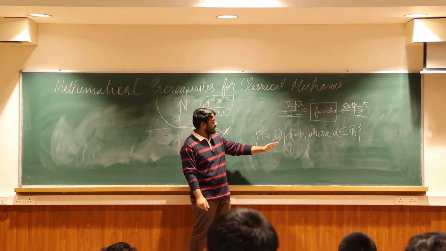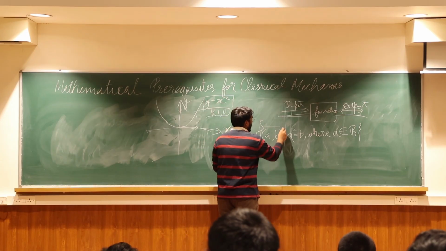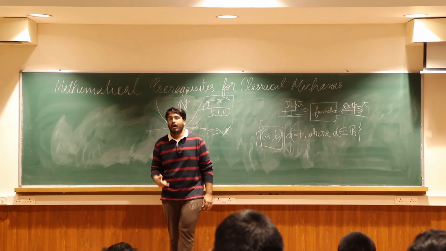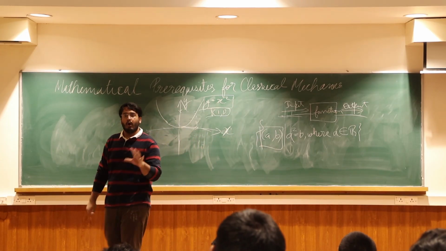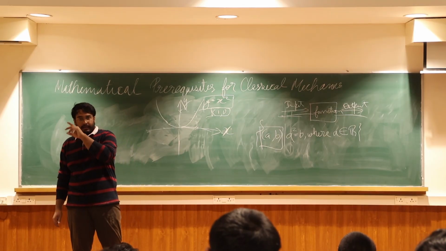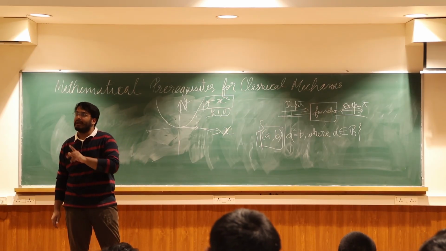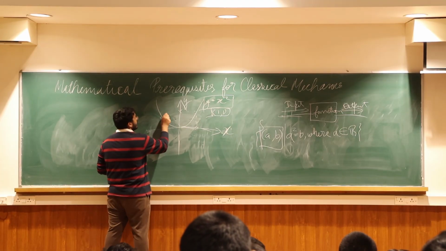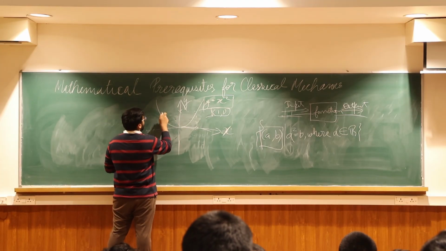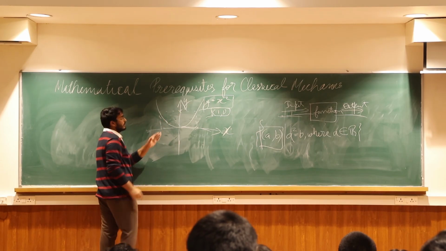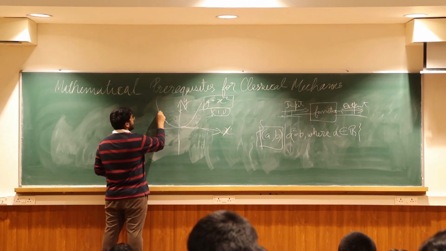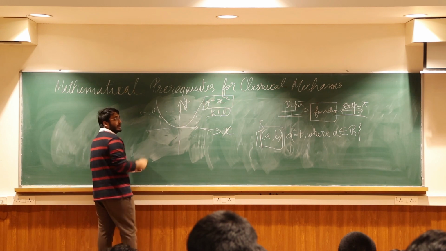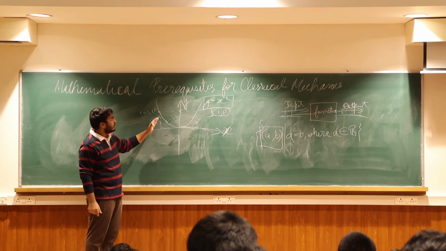So this is the set of all ordered pairs. When I say ordered pairs, what I mean is that the order matters. (a, b) is not the same as (b, a). For example, I have another point right here, which is (-1, 1).